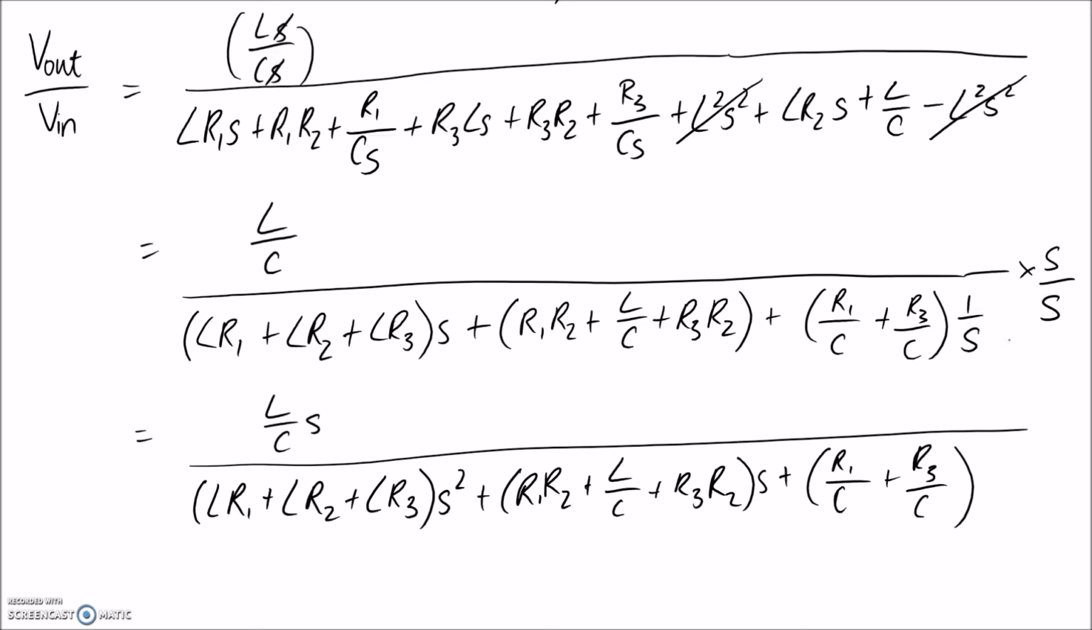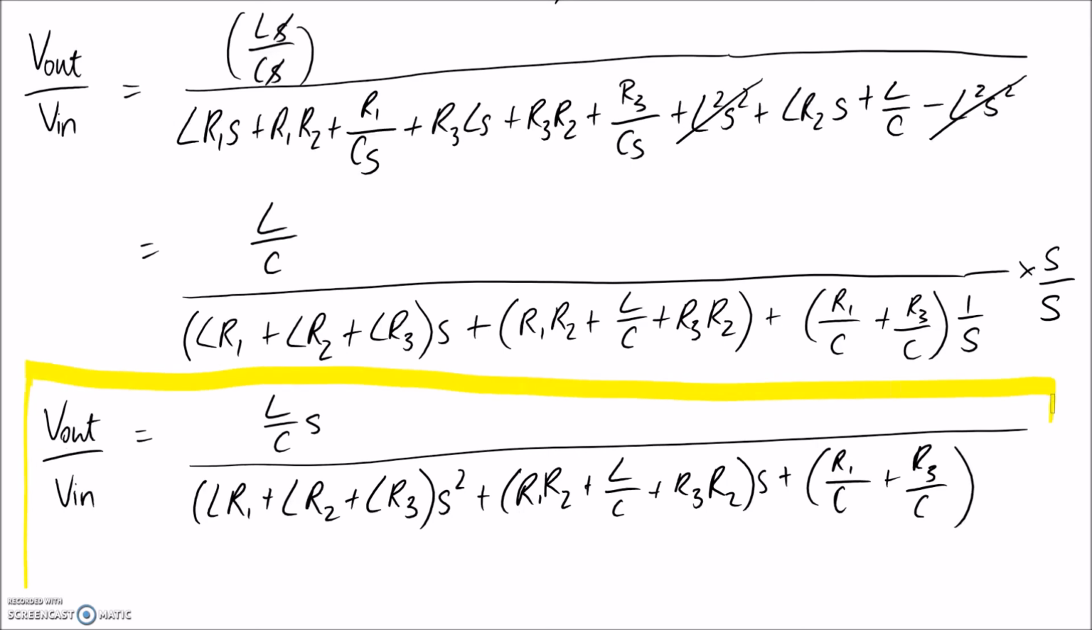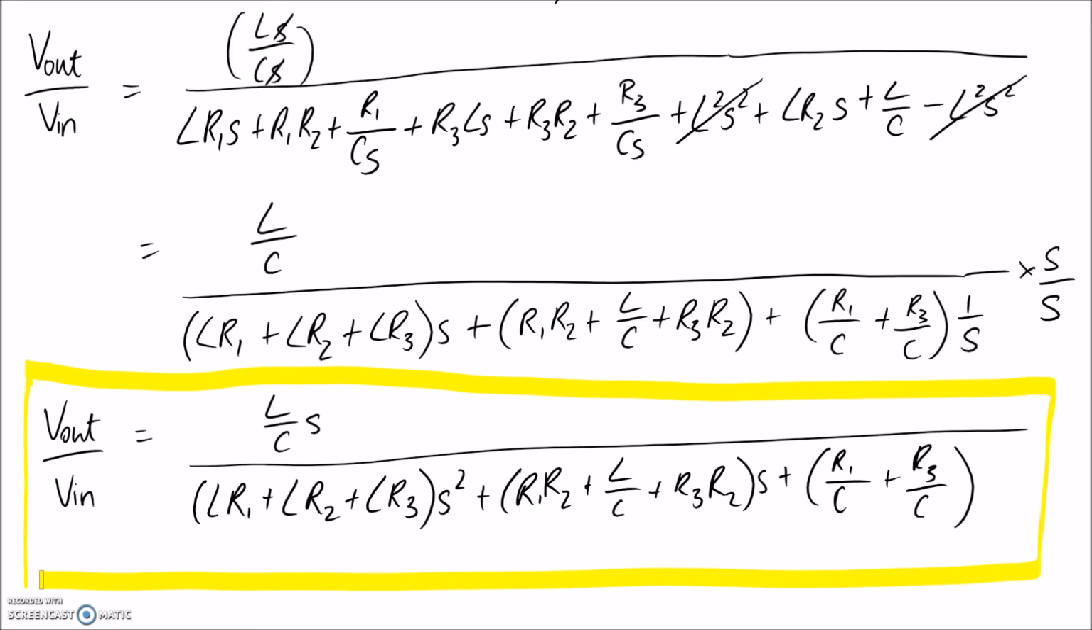So these are going to cancel, and that just becomes a constant on its own. So that's our final answer for relating together the voltage out across the capacitor to the voltage in provided by the supply. So that's all there is, and see you in another video.